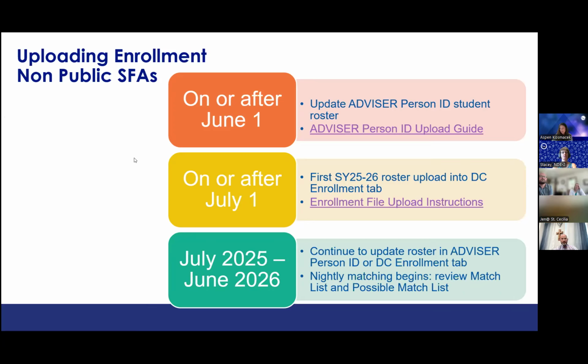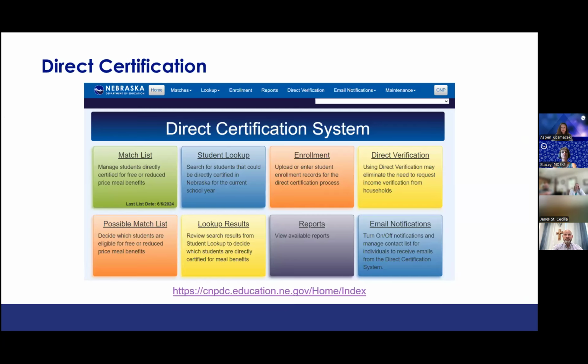Aspen, if they use Advisor Person ID and they have uploaded a new student, does it automatically just send that information to your system, or how does that communicate that? We have found that, yes, in the match list, Advisor Person ID, if they've uploaded that student there, they will show up on the green match list tile in either method.